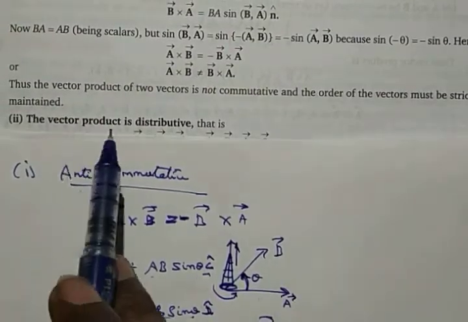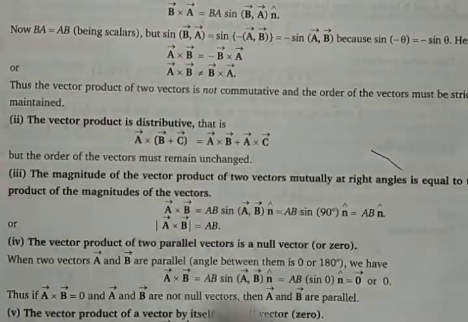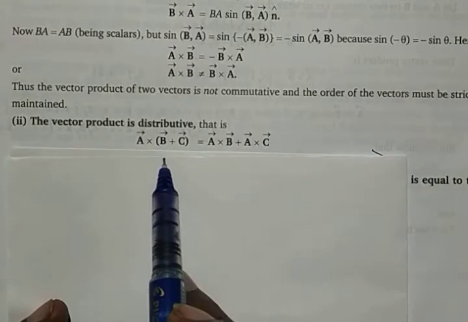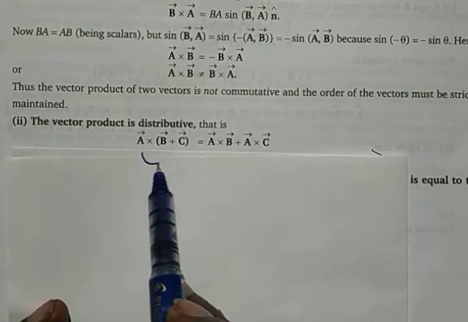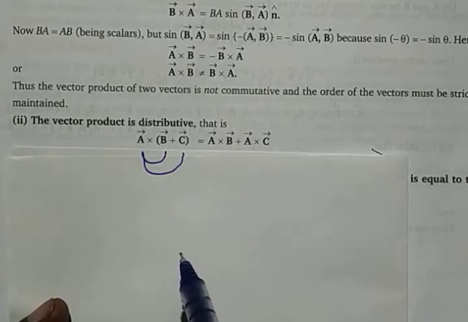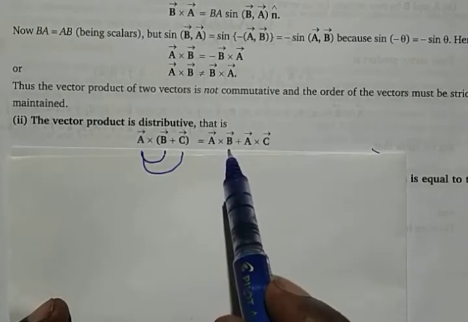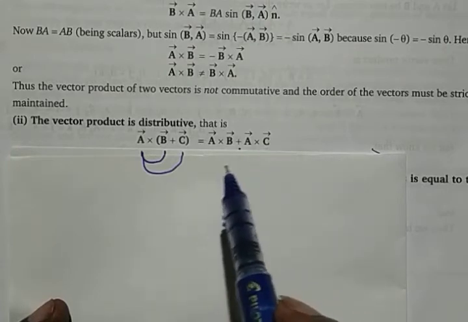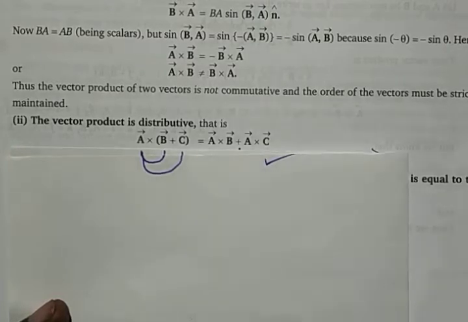Vector product is distributive. What does distributive mean? In addition, A cross (B plus C) can be done as A cross B plus A cross C. That is called distributive. So the vector product is distributive over addition. That is the second property.